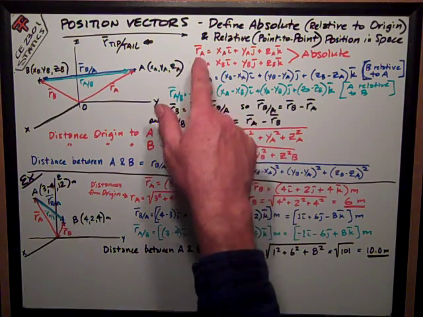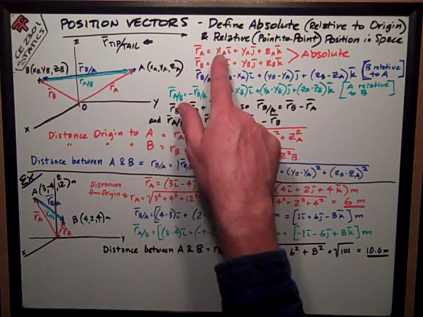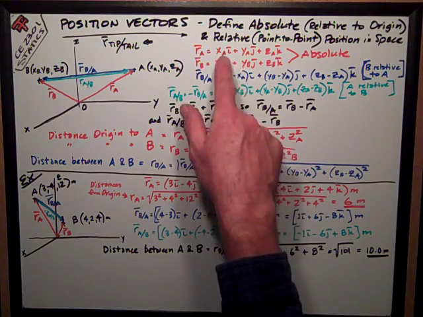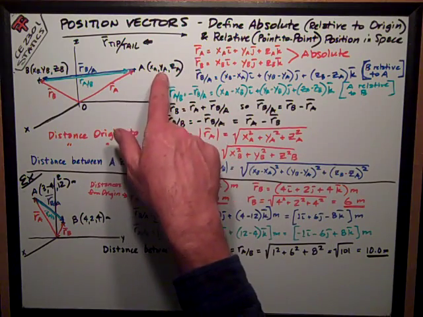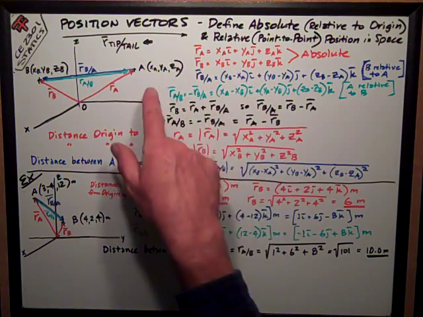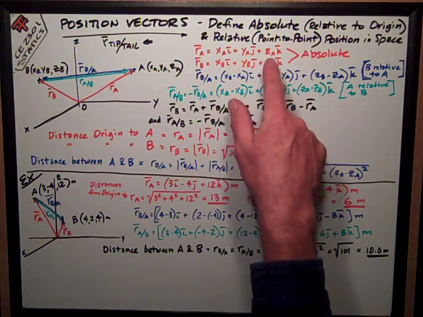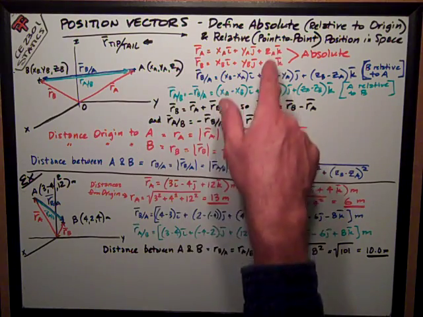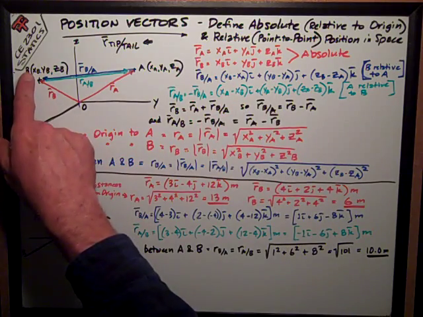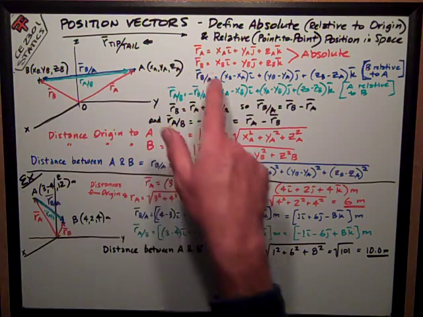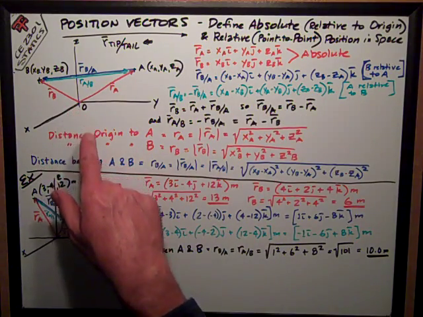So we say that the vector RA is XA in the I direction, the X direction, YA, just the coordinate, in the J direction, and ZA, just the Z coordinate in the K. Similarly, RB is the same way, just using its own coordinates, XB, YB, and ZB. Those are the absolute position vectors relative to the origin.